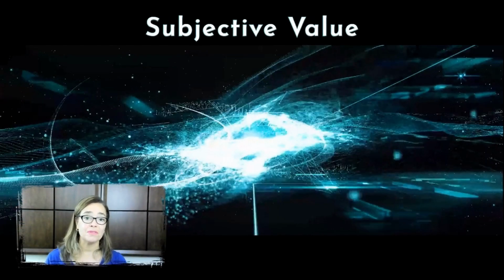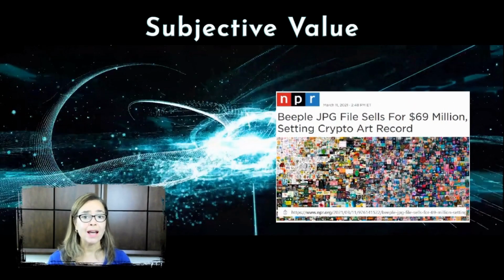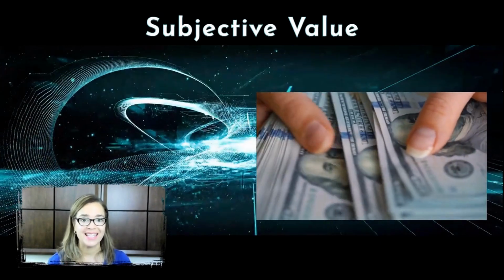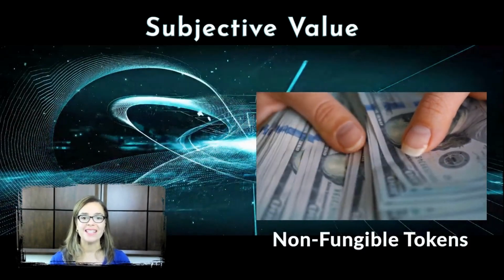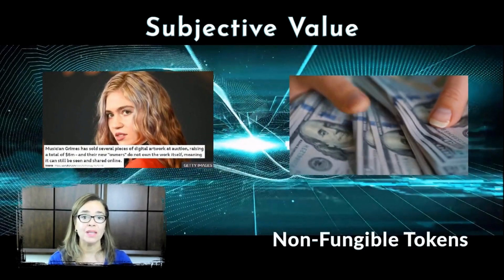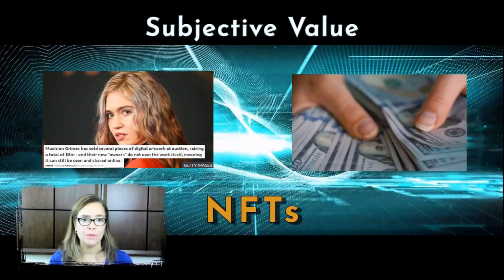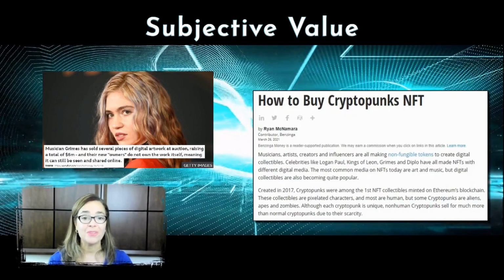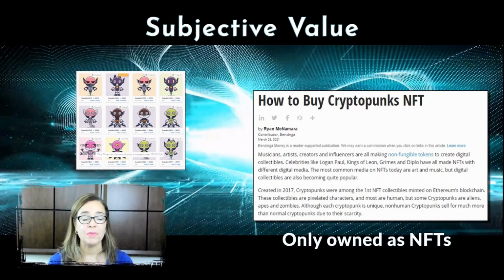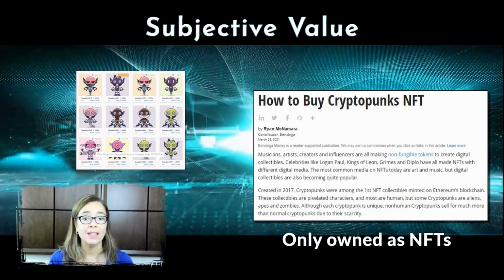Now, other examples of subjective value include the artist known as Beeple, who unlocked over $69 million in sales through, you guessed it, non-fungible tokens. Now, Grimes has sold over 6 million in videos and images as NFTs. And if you want a CryptoPunk, the only way is through an NFT. The 10,000 CryptoPunks that are being traded as NFTs cannot be added to or owned in any other manner.